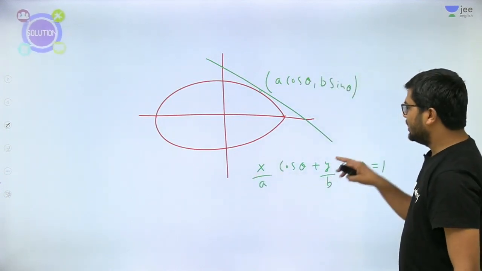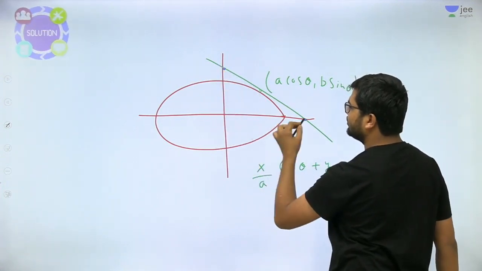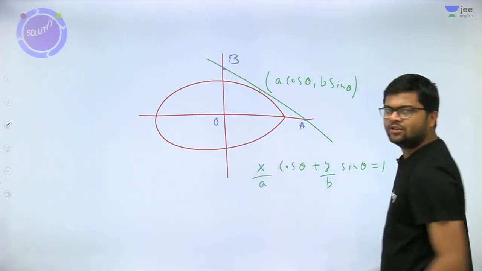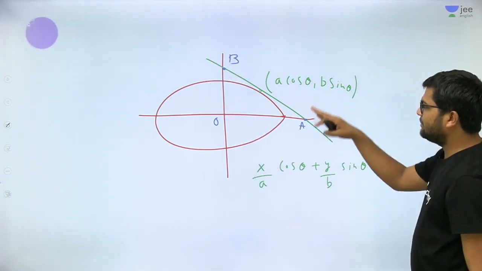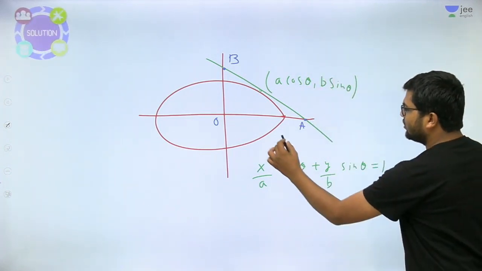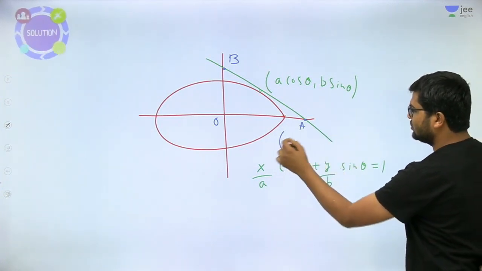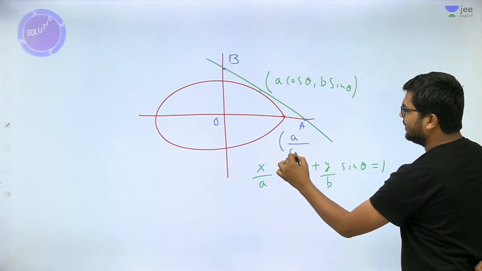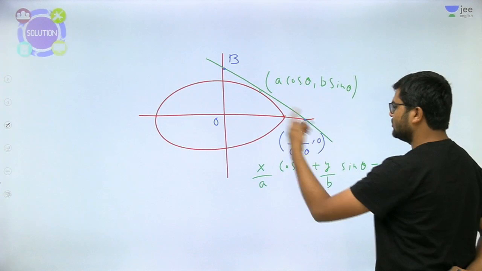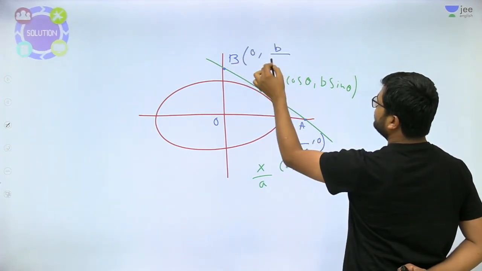Getting my point? Now the question says that this tangent forms a triangle with the coordinate axis. Let us give these points the names O, A and B. O is the origin, A is the point where the line meets the x-axis, and B is the point where the line meets the y-axis. For the coordinates of point A, it is on the x-axis, so put y equal to 0. So this point will come out to be a upon cos theta comma 0. Similarly, the coordinates of B will come out to be 0 comma b upon sin theta.